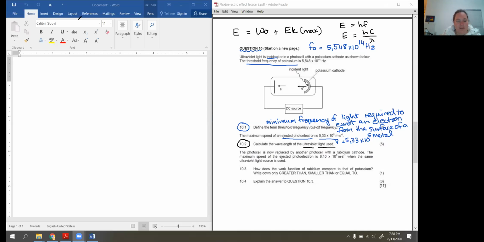Just in case anyone doesn't know their constants, I'm not writing it down because I don't want to have to share my screen with you. But Planck's constant is 6.63 times 10 to the negative 34, and c is 3 times 10 to the 8. Both of those are on your formula sheet, but you do need to start practicing and learning where to find them.